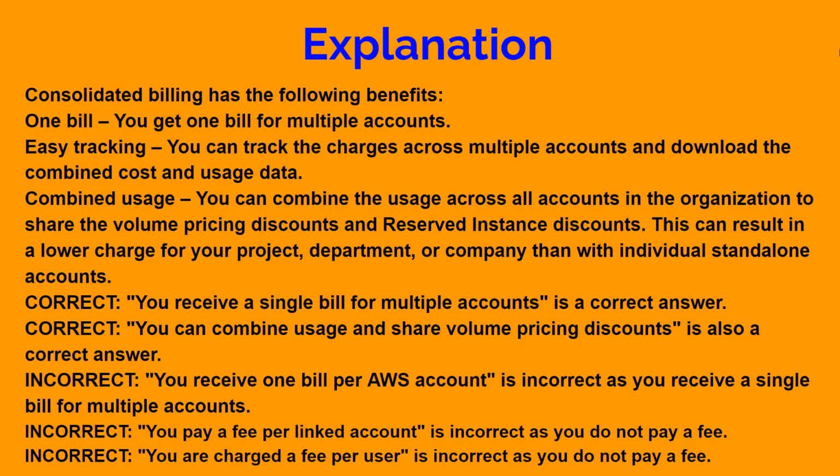Incorrect. You receive one bill per AWS account is incorrect, as you receive a single bill for multiple accounts. Incorrect. You pay a fee per linked account is incorrect, as you do not pay a fee. Incorrect. You are charged a fee per user is incorrect, as you do not pay a fee.